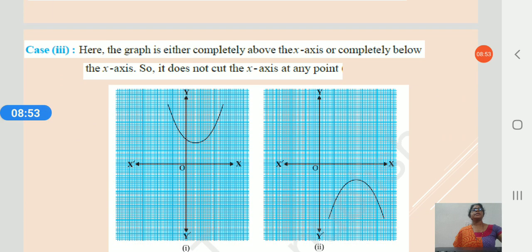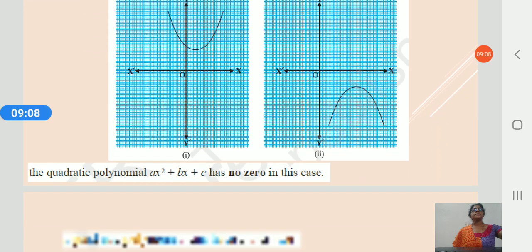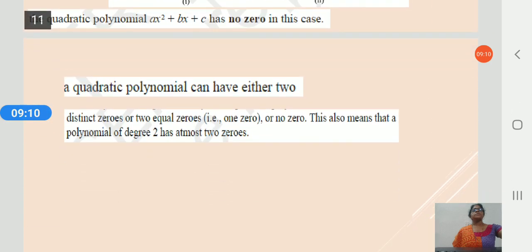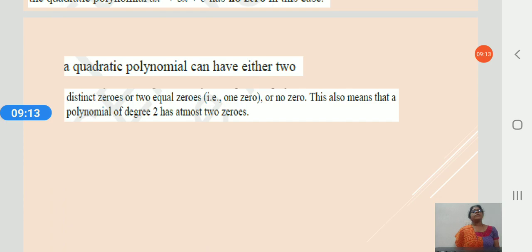In the third case, we can see that the graph is completely above the x-axis or completely below the x-axis. That means it does not touch the x-axis, isn't it? That means we don't have any zeros here. That is, for a quadratic polynomial, we have either 2 distinct zeros, or 1 zero, or no zeros. That means a quadratic polynomial has at most 2 zeros.